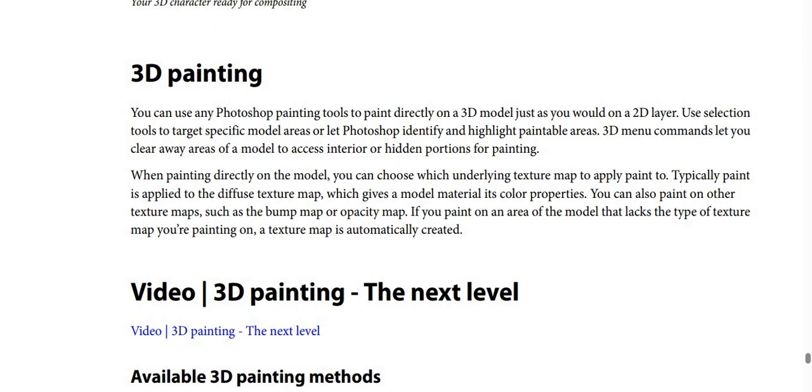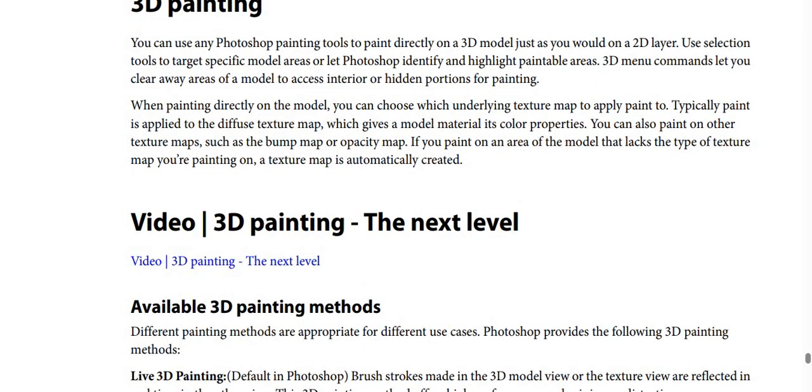3D painting. So what about 3D painting? You can use any Photoshop painting tools to paint directly on a 3D model just as you would on a 2D layer. Also, you can use selection tools to target specific model areas or let Photoshop identify and highlight paintable areas. The 3D menu commands let you clear away areas of a model to access interior or hidden portions for painting.